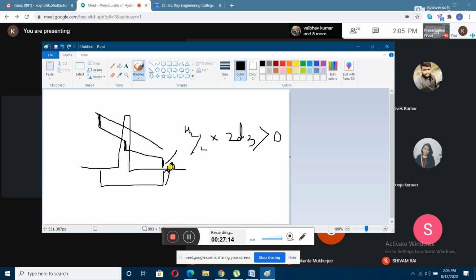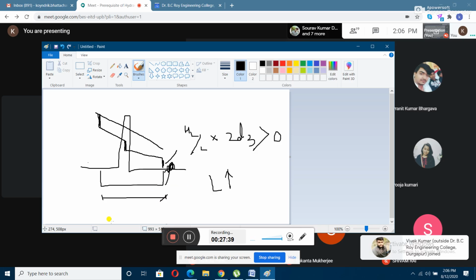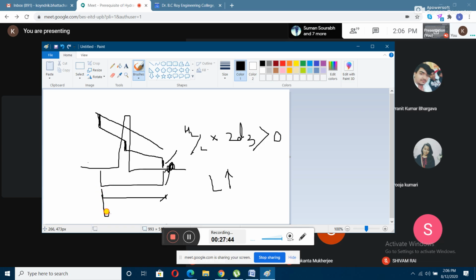So in order to avoid that, what do we do? We can increase the value of L. L is increased. There are two ways we can increase L. We can increase the length of the floor, right? That is one way you can increase the value of creep length. And we can also do another thing, that is we can increase the length of the sheet piles. We can increase this length.